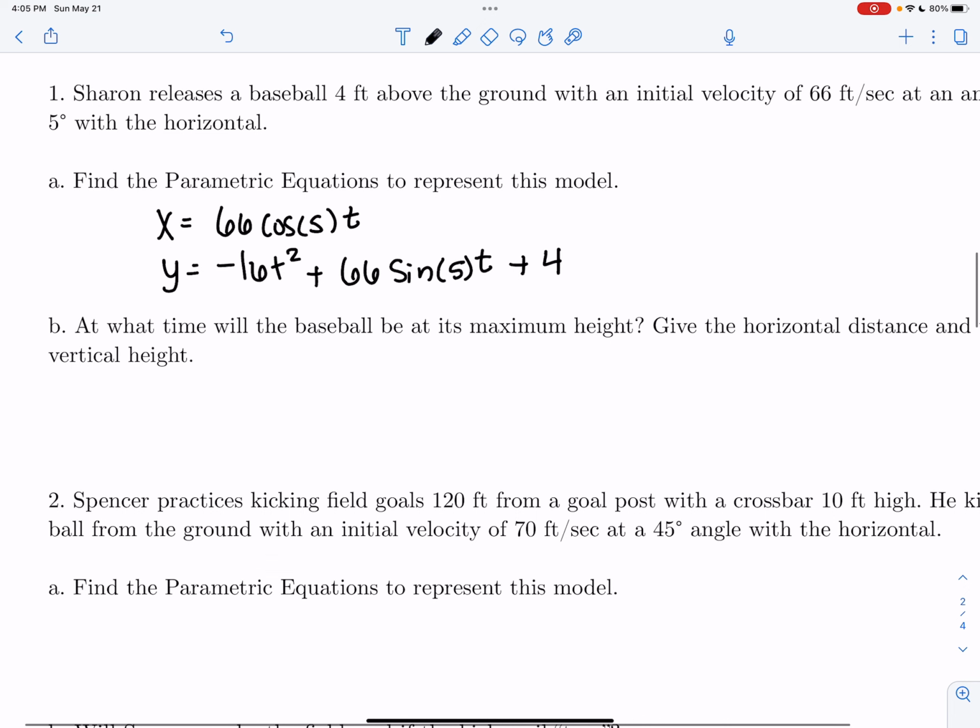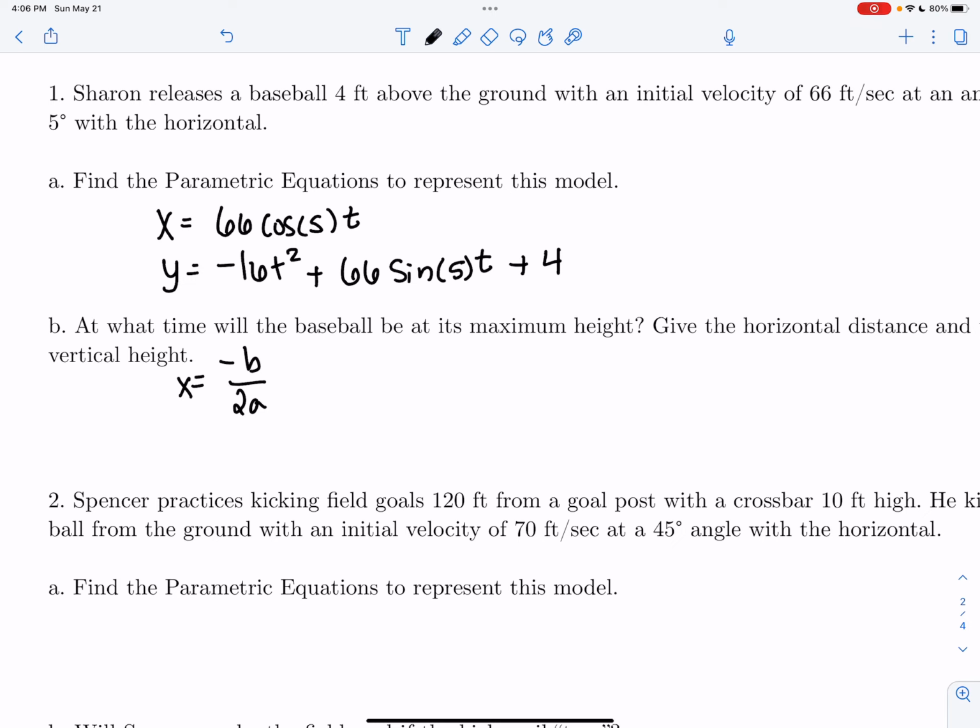Part B says, at what time will the baseball be at its maximum height? For this one we would actually be using the axis of symmetry formula, just because whenever we do start graphing this on the 84, we can't really find what the maximum height is precisely, but we could do it algebraically using negative b over 2a, aka my axis of symmetry formula.